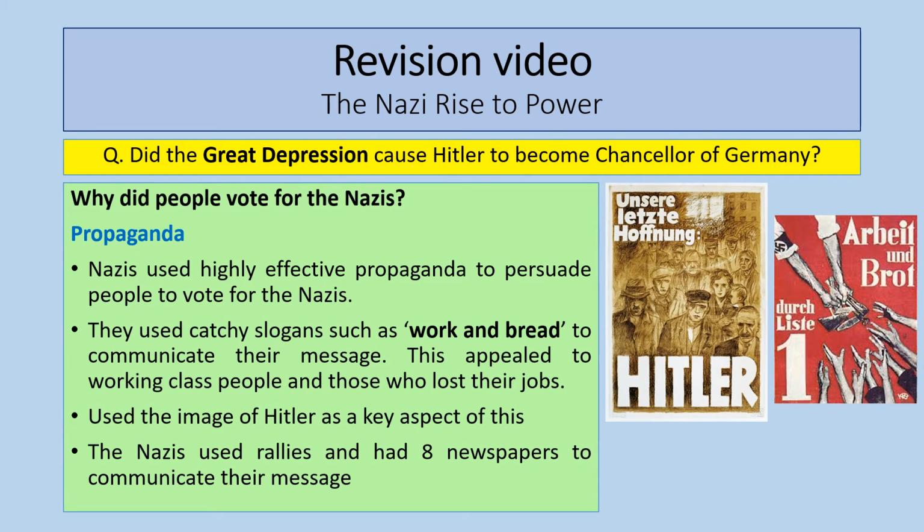So you can see there the propaganda posters that I've talked about. The message on the right-hand side, the red poster, means in English, the German phrase Arbeit und Brot, which means work and bread. And Unser letzte Hoffnung on the left-hand side, our last hope. And you've got these faces of unemployed people who are desperate, they're starving, perhaps homeless, lost their jobs. They're looking for somebody to save them. And I think that's one of the reasons why people vote for the Nazis. The Nazis were very much a catch-all party, and they appealed to lots of different groups and classes within Germany during this time.